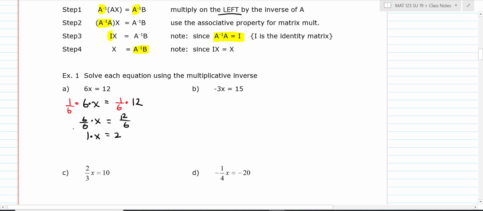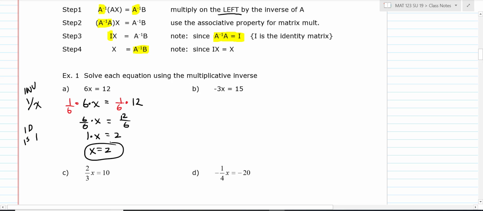Okay, well, see, this is the identity. You know, the identity for a real number is 1. The inverse of a number is a fraction. It's 1 over that number. So I've multiplied by the inverse from the left, just like you do up here. And then eventually when I do the multiplicative inverse times the number, I get 1, and 1 is the identity. So you get x equals 2.